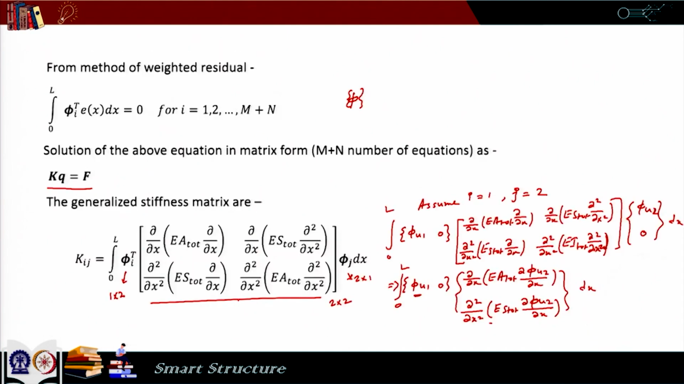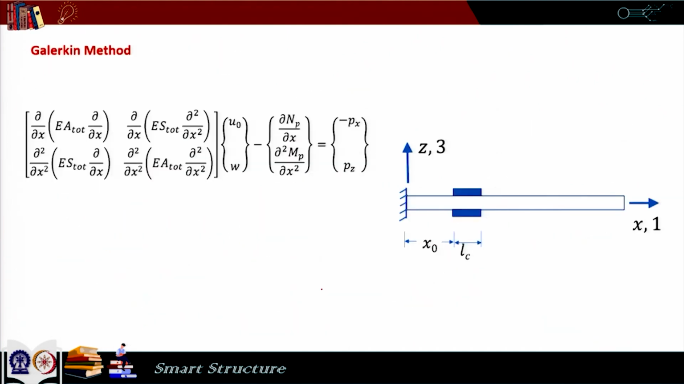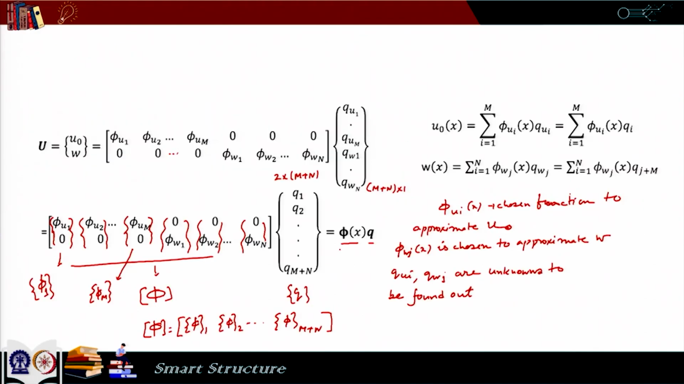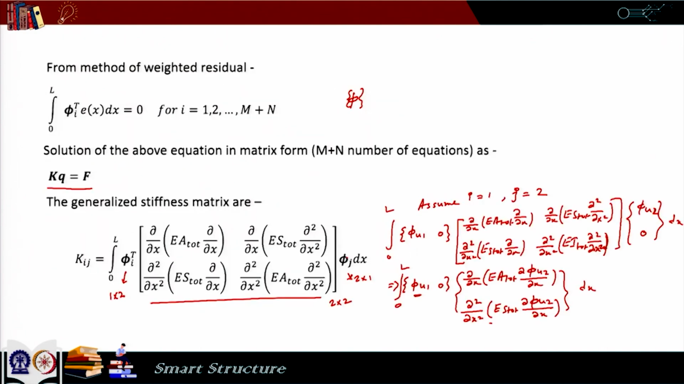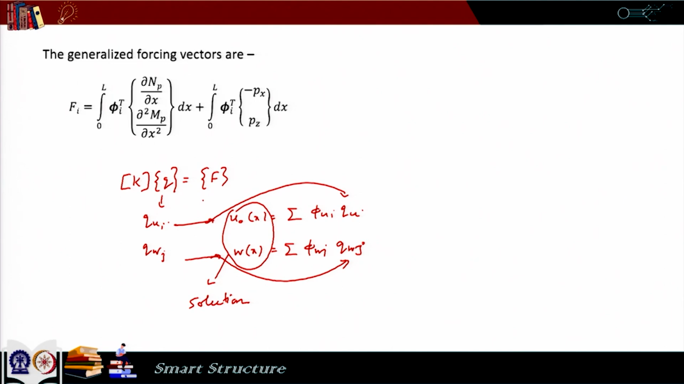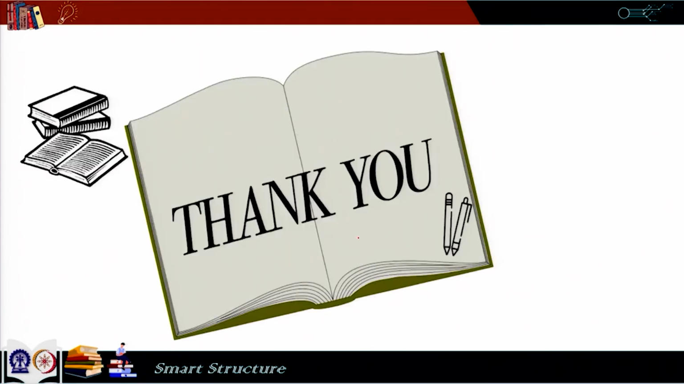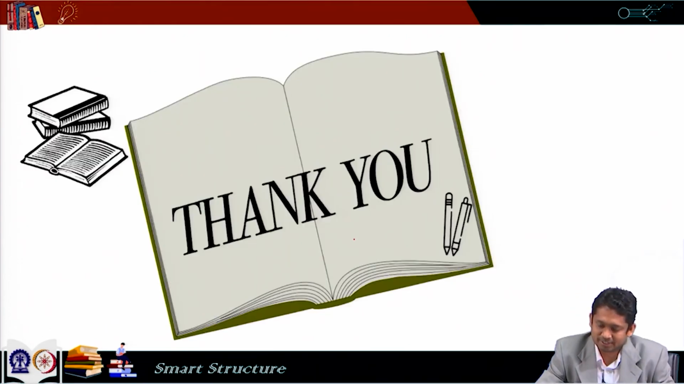So, here we started with the differential equation, and then we multiplied it by each of these approximation functions, and finally, this differential equation was converted to a set of algebraic equations, and then by solving the algebraic equations we get our solution. So, with this I would conclude it here. We will look into some other similar techniques in the next lecture. Thank you.